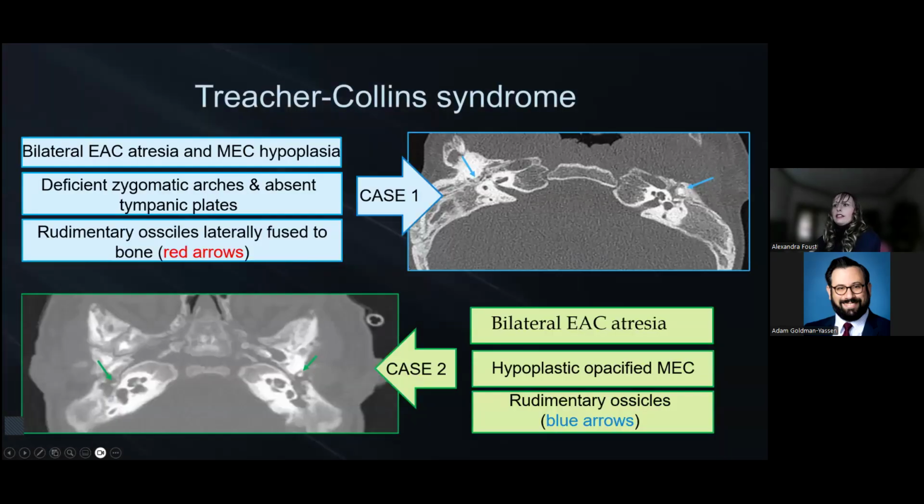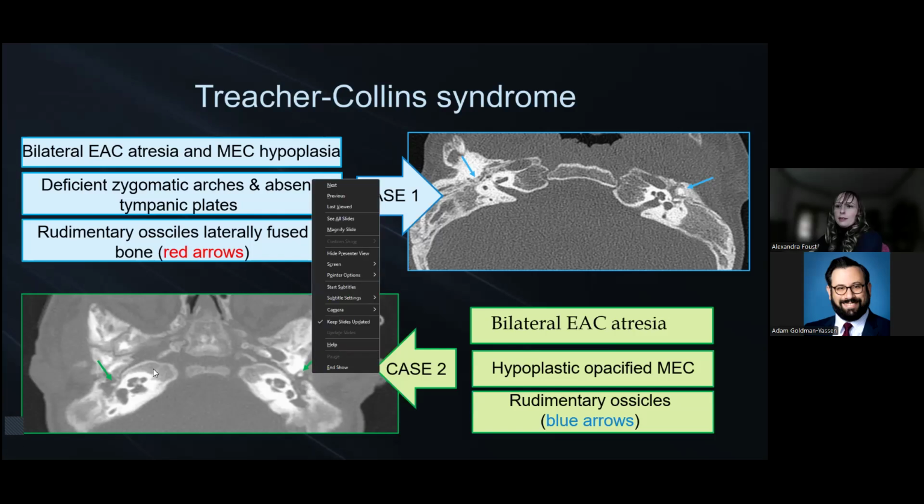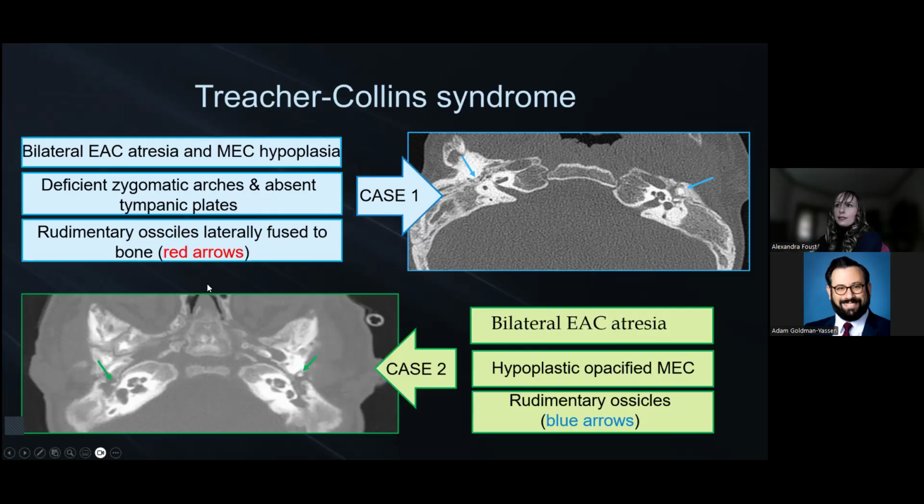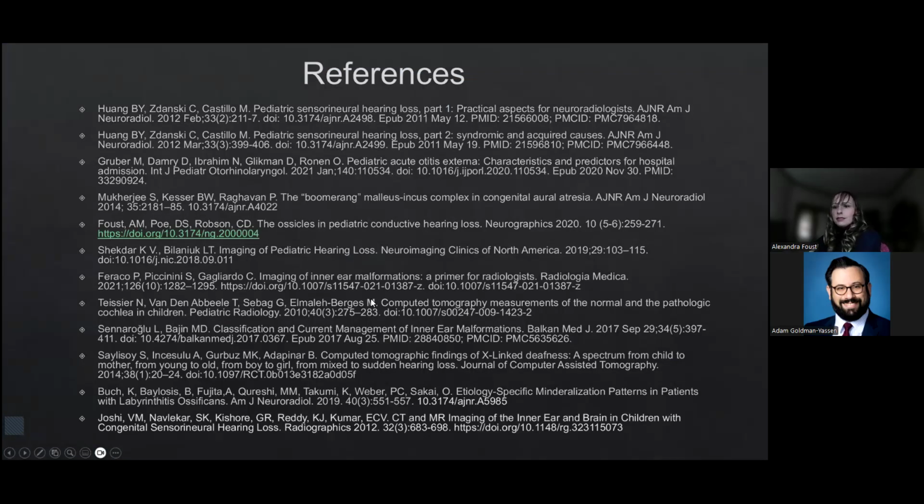So here we'll look at a case. Again, it tends to be bilateral, and you'll see a small mandible. You might have small or absent zygomatic arches. You'll see there are no tympanic plates, and you've got full atresia of the external auditory canals. And often you'll also have poorly formed ossicles that are ankylosed in these very hypoplastic, poorly formed middle ear cavities. So with that, some references, and then I'm happy to take any questions or go back to any slides if people have anything they would like to review further.